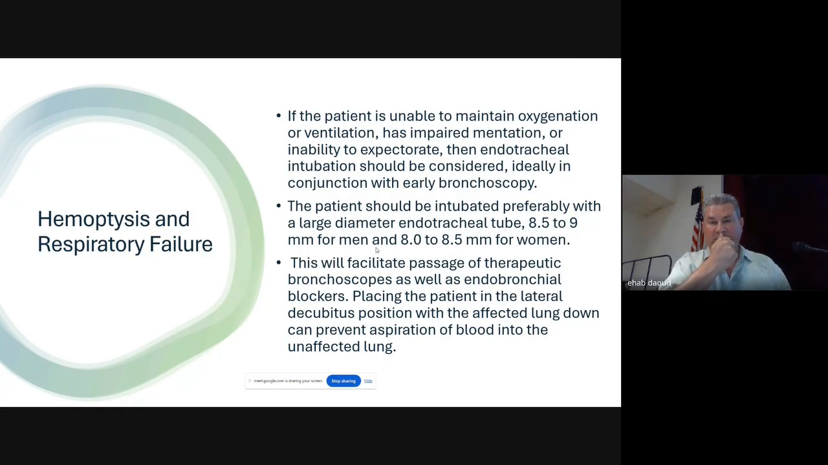One more caveat that's important to remember is if the patient's becoming unstable, you're going to need to intubate them, but don't intubate them with a 7.0 tube. You're going to need a larger tube to get the therapeutic bronchoscope through. So remember to put in a larger tube.